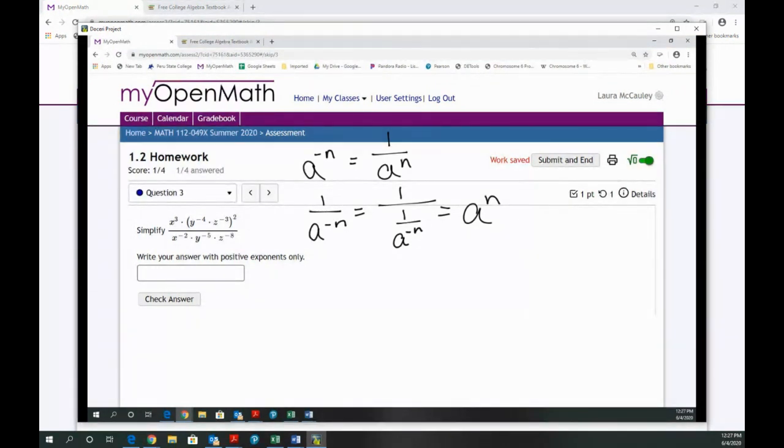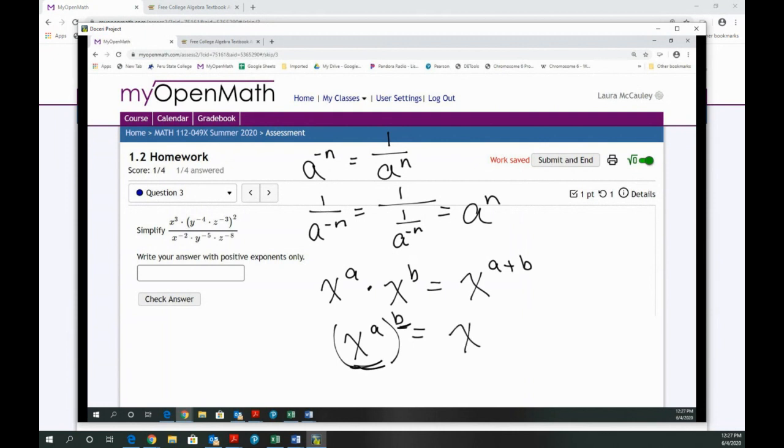Also, let's recall how you work with exponents. Let's say you have x to the a times x to the b. This means you have a x's and b x's. So if you put it together, you now have this many x's. Makes sense? Now, if you have x to the a to the b power, this means that you're writing x to the a, b times. So how many x's do you end up with?